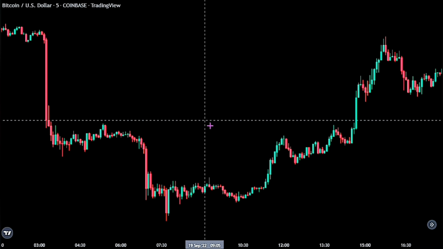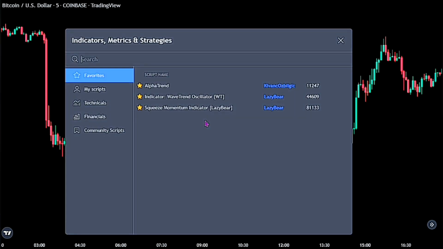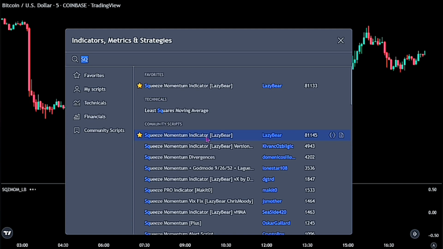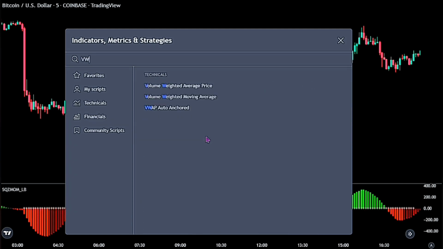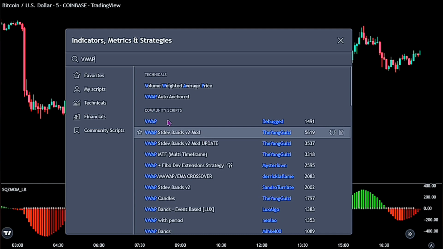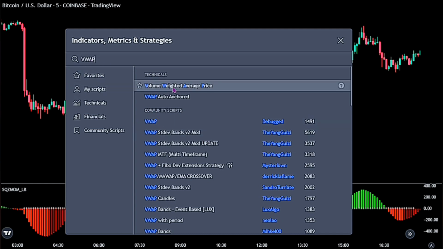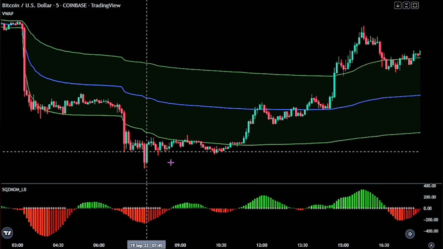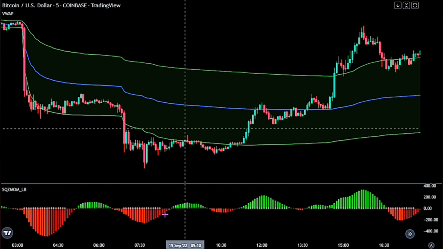Let's go ahead and add the indicators to our chart, and for the first indicator, go ahead and search for the squeeze momentum indicator by Lazy Bear, as gauging the market momentum is a crucial role for this strategy. And for the second indicator, I want you to search for the volume weighted average price, or you could simply type the VWAP and you will get this indicator added to the chart, as it would be considered as when to know the best entry for our trades. Now we have our chart looking like this.